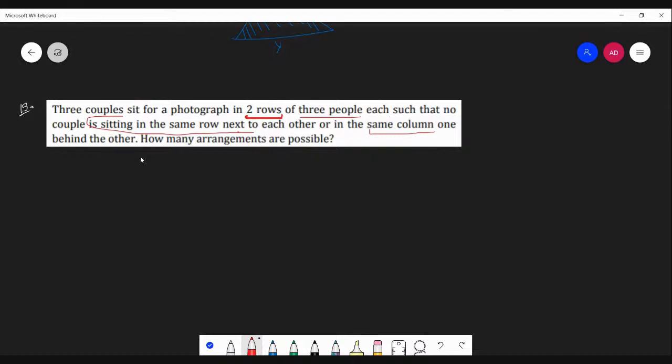A very nice problem. Whenever we encounter this kind of problem, the key idea is to look for a diagram of the arrangement. We generally draw the rows and the columns so that we can realize what is actually happening. So assume that we have the couples B1 G1, B2 G2, and B3 G3. Suppose these are the couples, right?